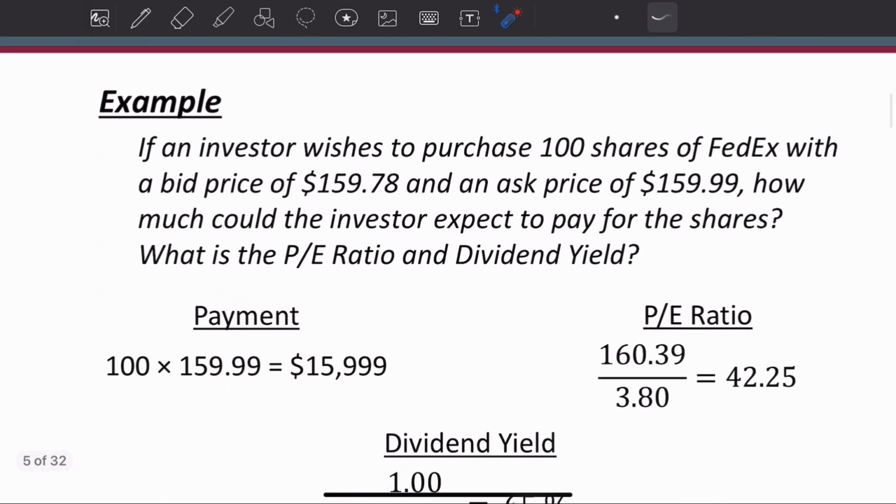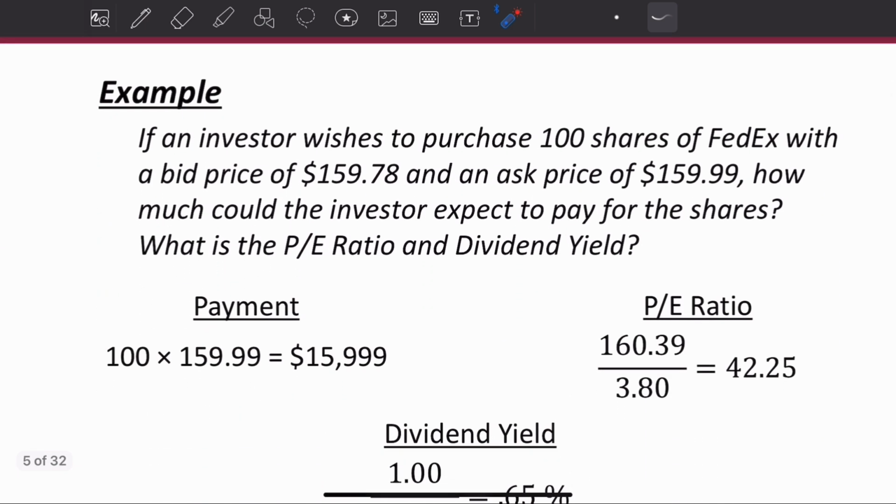Here's an example. If an investor wishes to purchase 100 shares of FedEx with a bid price of $159.78 and an ask price of $159.99, how much could the investor expect to pay for the shares? And what is the PE ratio and dividend yield?